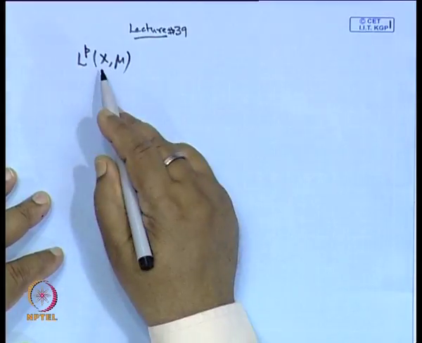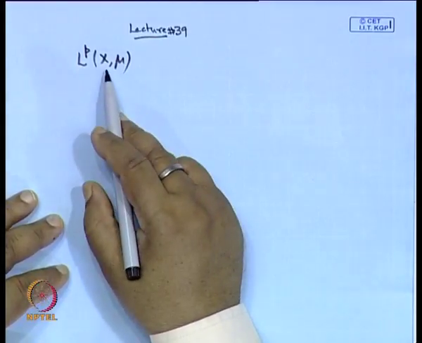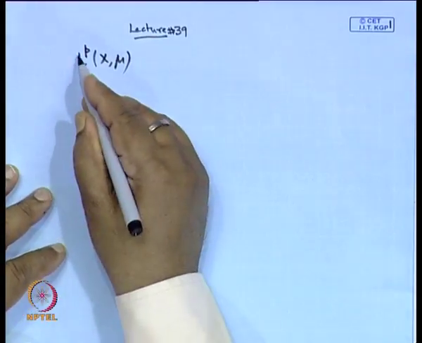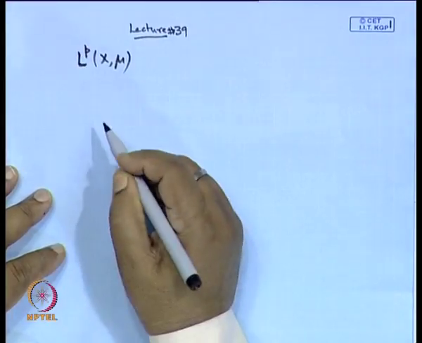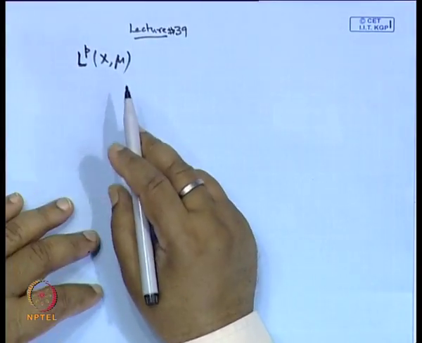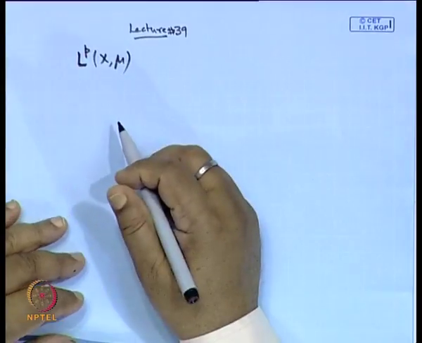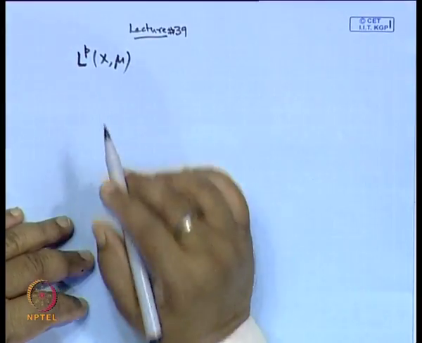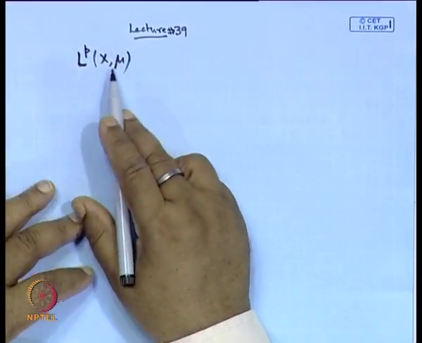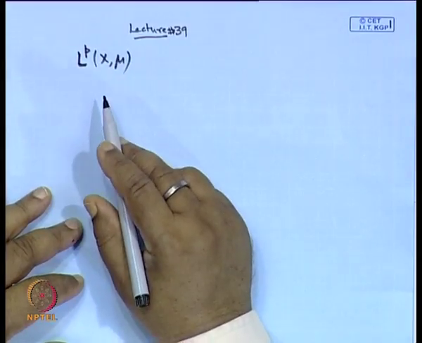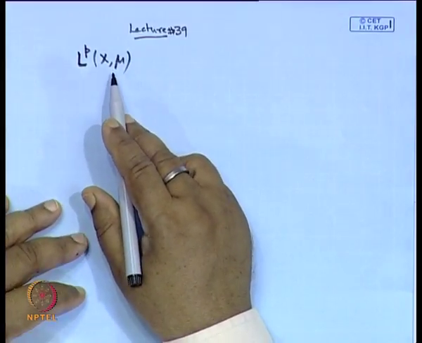So, today we will discuss the space L^p(X, μ), where X is an arbitrary set and μ is a measure on it. Now, this space L^p consists of the measurable functions which are p-th integrable. So, in fact, it requires a little bit of knowledge about measure theory.